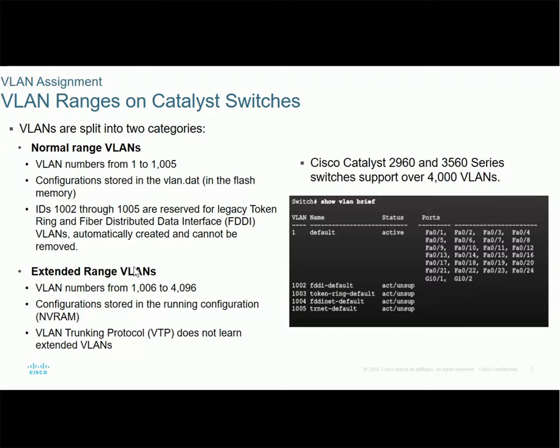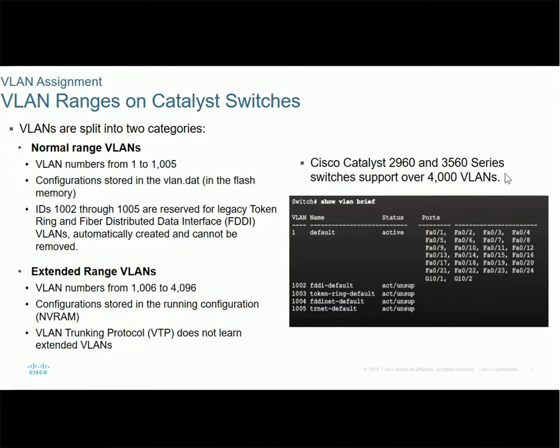And VTP does not learn extended range VLANs, so that should indicate to us that when you are configuring VLANs, if you are using normal range VLANs, any information you configure about those normal range VLANs is typically stored in the VLAN.dat. Any extended range VLANs are stored in the running config. Okay, so if you delete the running config, you would expect that your extended range VLAN configuration information will not be available to you anymore.